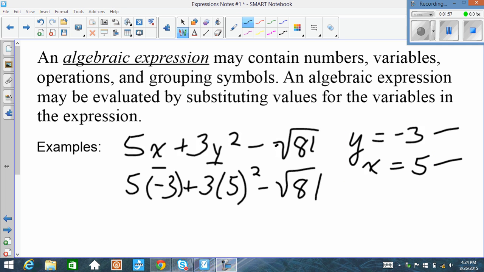The next line is written for you. 5 times x plus 3 times y squared minus the square root of 81. You replace the x with -3 and the y with +5.